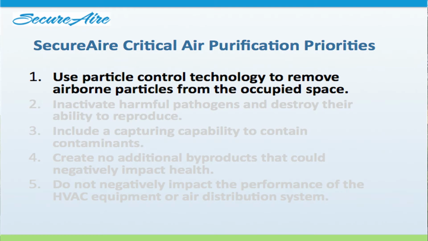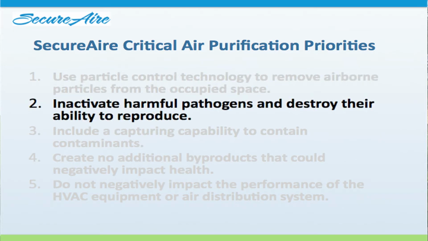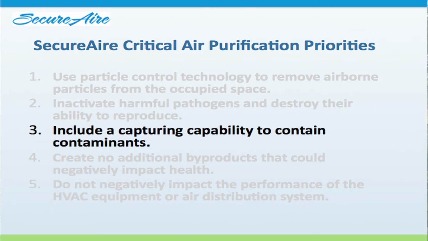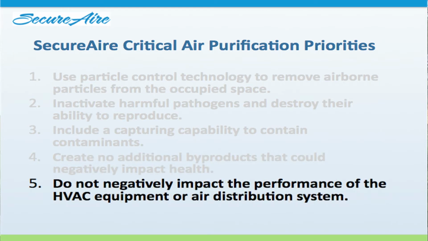Secure Air's 5 critical air purification priorities are: number 1, to use particle control technology to remove airborne particles from the occupied space. Secondly, to inactivate those pathogens, viruses, and bacteria and destroy their ability to reproduce. Third, to have a capturing capability in the system so that we hold the contaminants in a space and don't let them go back out where people exist. Number 4, we will not create any additional byproducts that could also harm your health. And 5, we will not do anything that negatively impacts the performance of the HVAC equipment or distribution system.